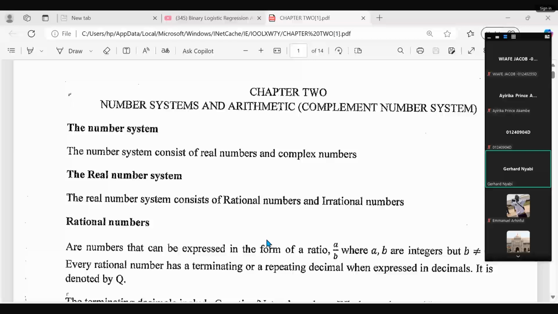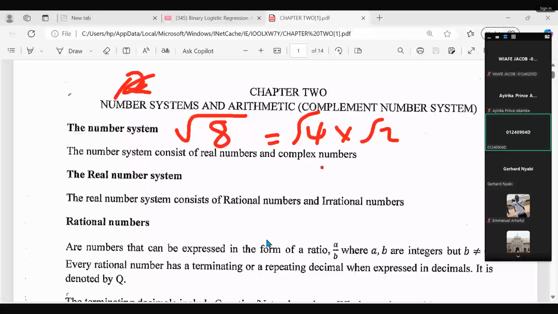So Joanna, having understood this, I want you to solve this one for me. What is the value of square root of 8 in the simplest form? Square root of 4 times square root of 2, right? So that will be 2 root 2. Yes, please. Okay. Now, what about the square root of -8?